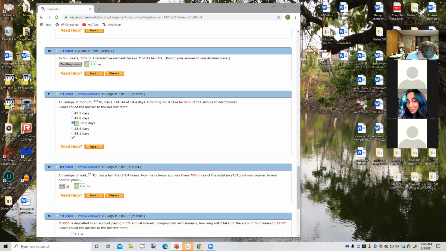All right. So now I've got 0.7 A sub 0 equals A sub 0 times 2 to the negative 4 over H power. I'm going to divide both sides by A sub 0. So 0.7 equals 2 to the negative 4 over H power. So we get log base 2 of 0.7 equals -4 over h. And I'm trying to get h by itself. I'm going to multiply both sides by h.